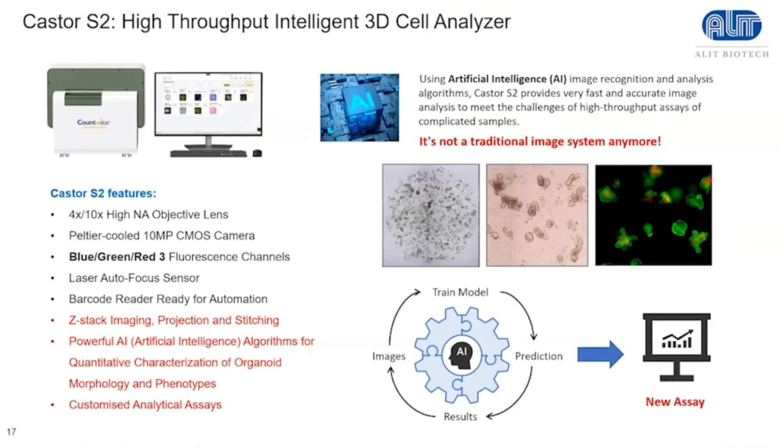CAST-S2 can provide a very fast and accurate image analysis for quantitative characterization of organoid morphology and phenotypes. Also, the interactive approach based on AI model training allows for customizing new assays to meet the challenges of high-throughput assays of complicated samples. So it's not a traditional image system anymore.